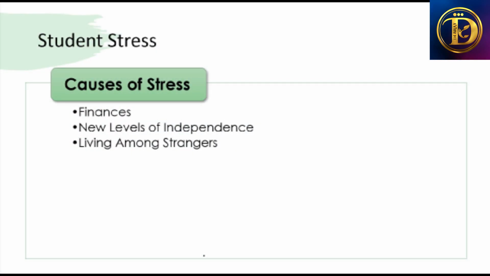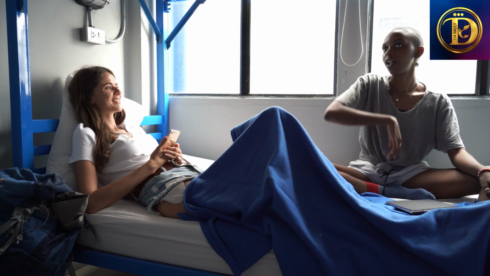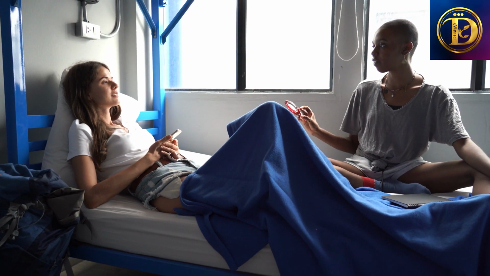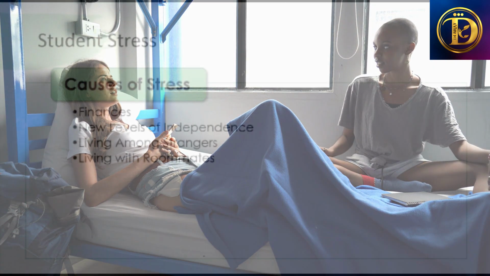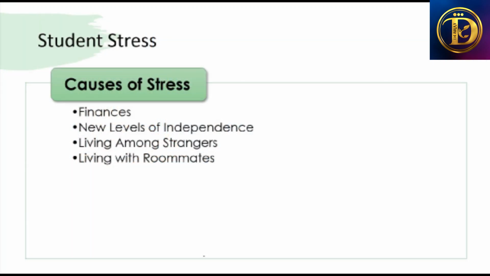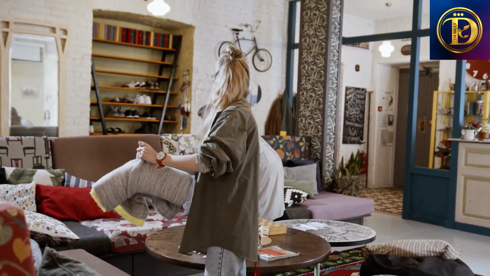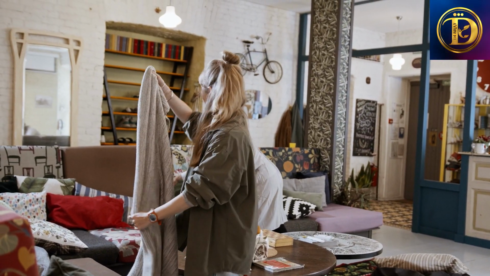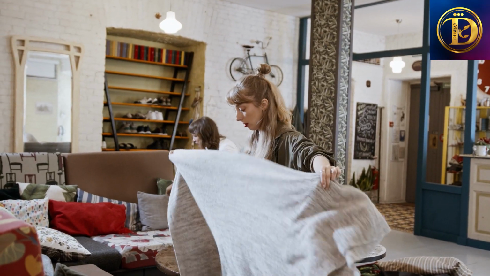Number 3, living among strangers. Students new to campus life often feel isolated, especially if they are adapting to an unfamiliar city or state. Some students are naturally shy and have difficulties making new friends. Number 4, living with roommates. Many students may not be accustomed to sharing a room with someone else, especially if their roommate is someone they hardly know. This situation can compound the normal stress of college life.